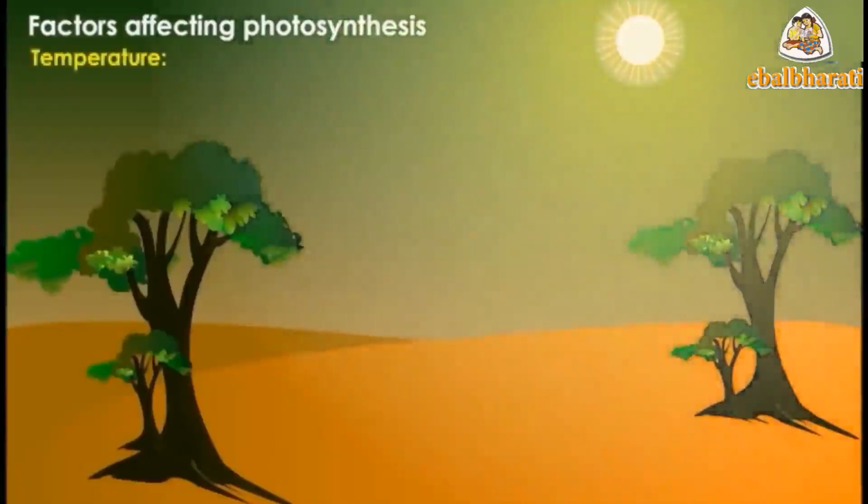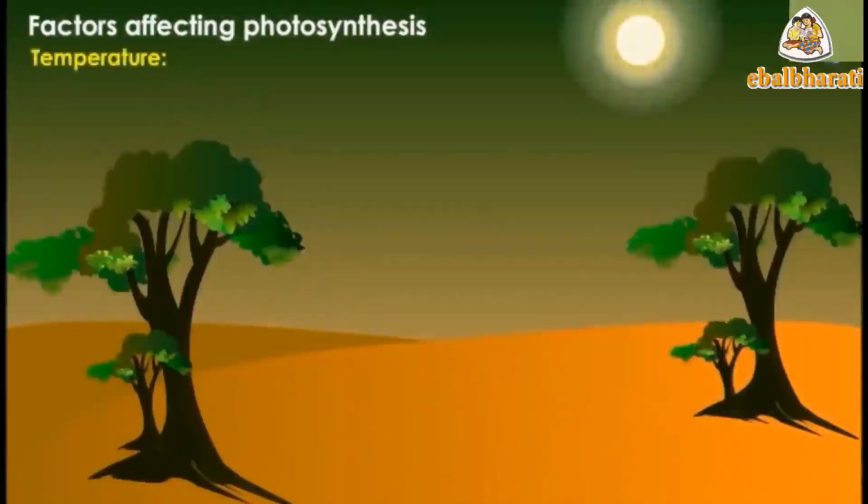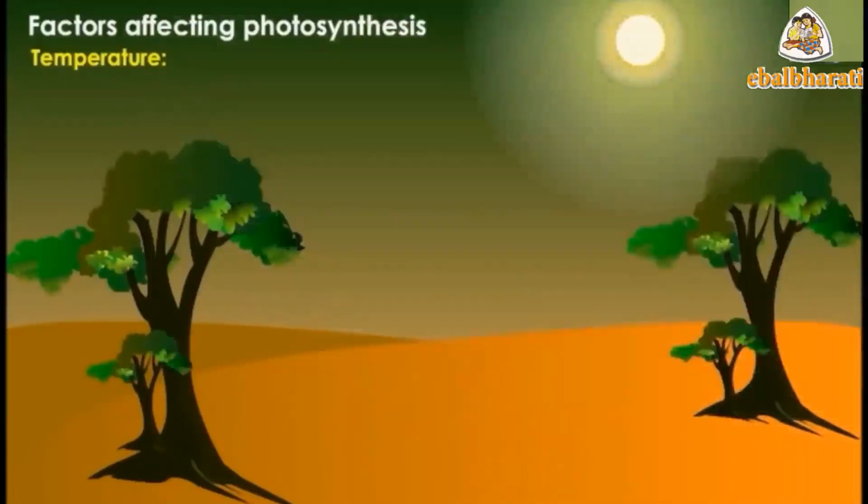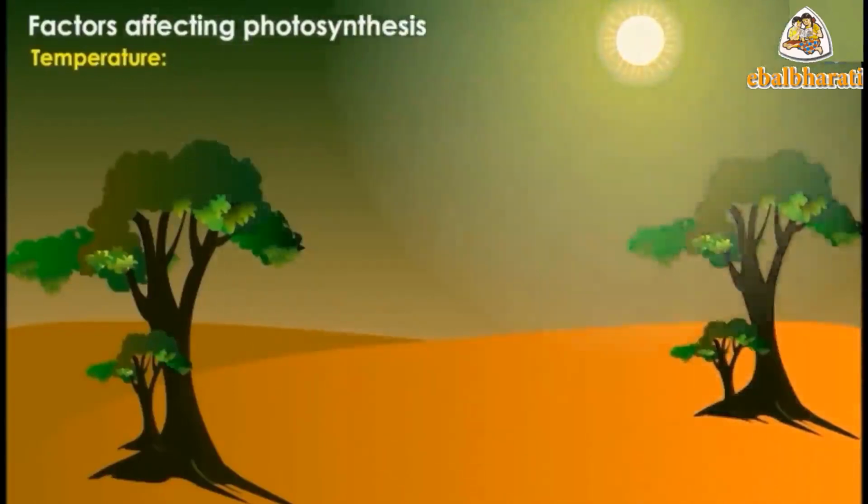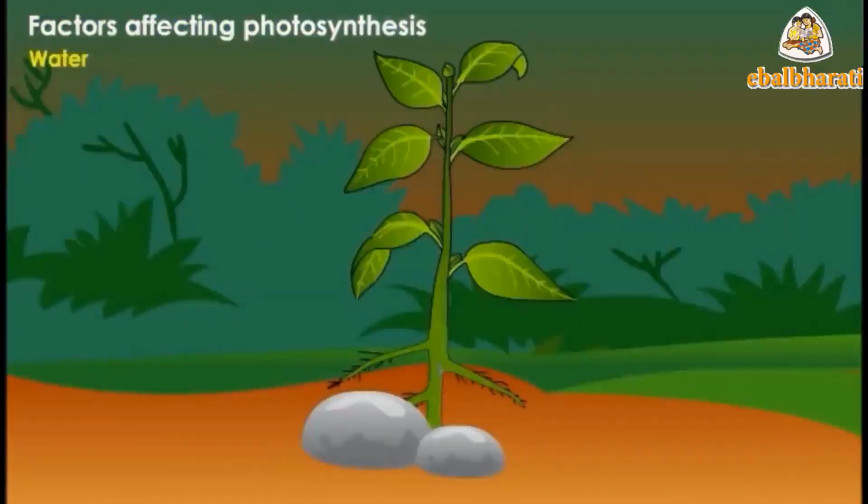Third, temperature. Like all other physiological processes, photosynthesis also needs a suitable temperature. In the presence of plenty of light and carbon dioxide, photosynthesis increases with the rise of temperature till it becomes maximum. Fourth, water. Being one of the raw materials, water is also necessary for the photosynthetic process. An increase in water content of the leaf results in a corresponding increase in the rate of photosynthesis.